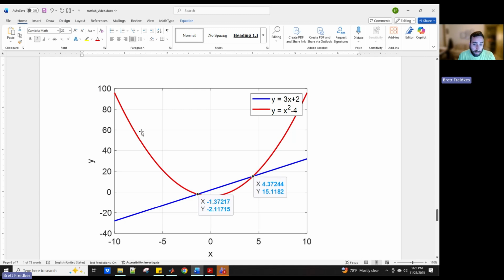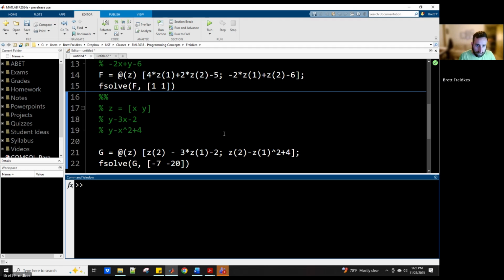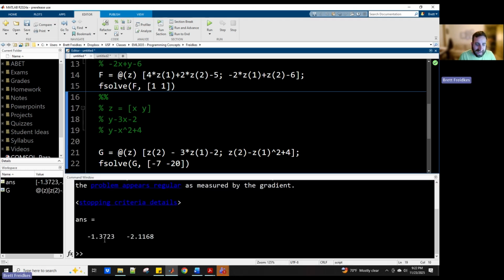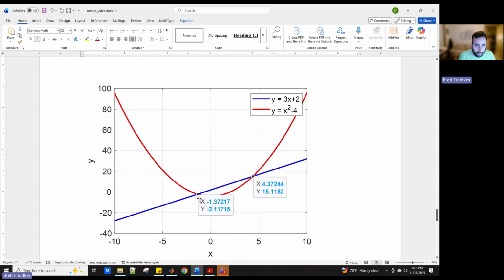Let's go ahead and choose something maybe over here, -7 and -20. Let's see what happens in that situation. -7, -20. We get -1.37, -2.11. So depending on your initial guesses, that has a huge impact on your code.